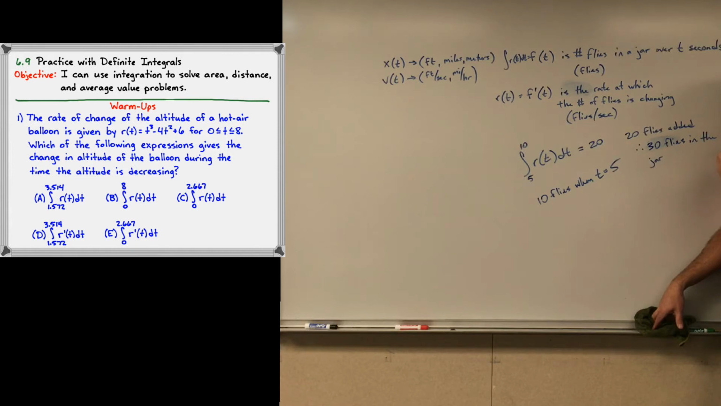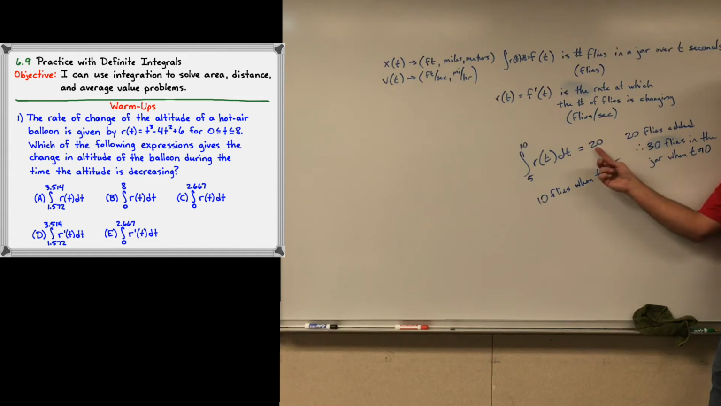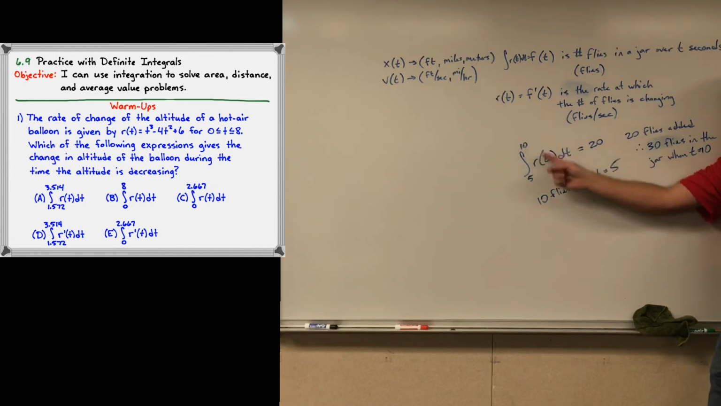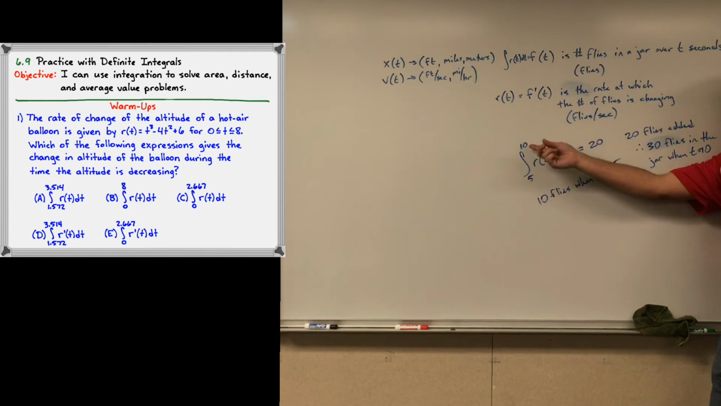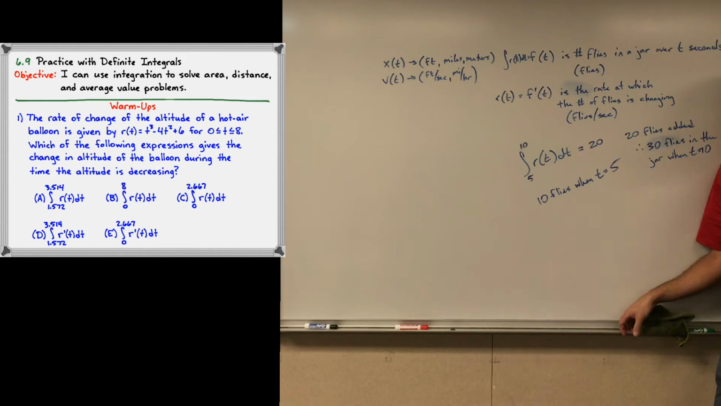When t equals what? 10. There are 10 flies when t equals 5. Then we added 20 over this time interval. That means there are 30 flies at t equals 10. You guys okay with that? The integral gives you the amount of change. It doesn't give you a rate, it gives you an amount of change.